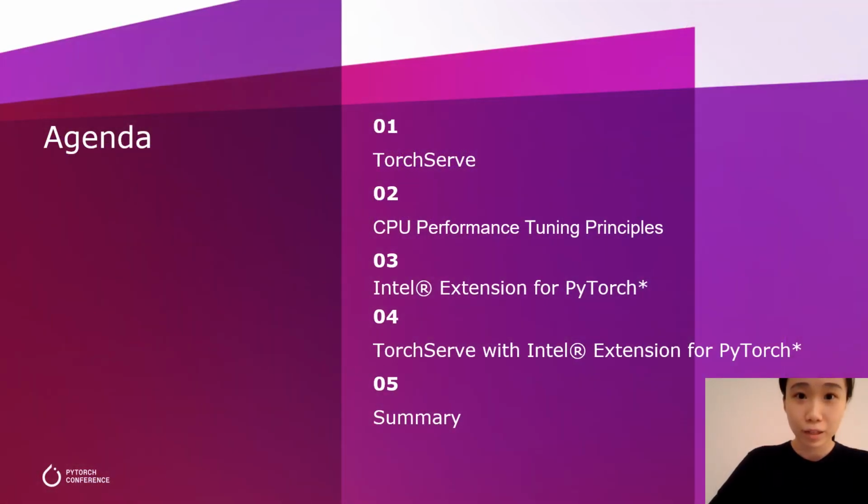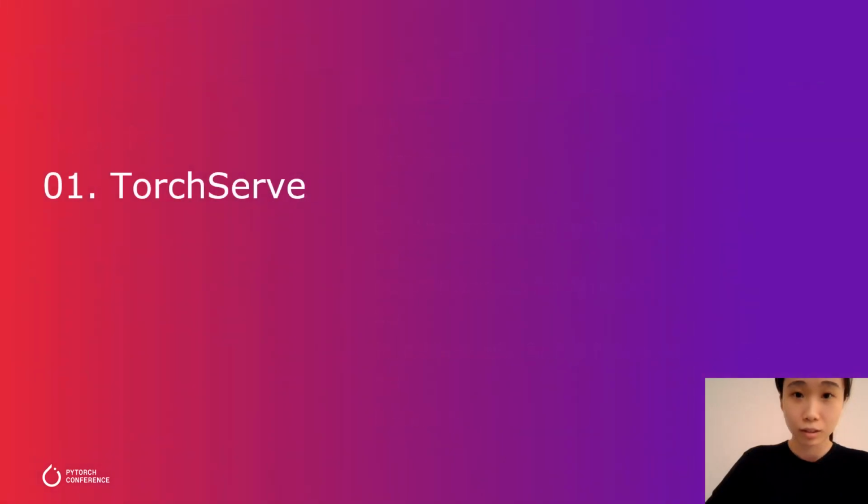There are five main topics for today's agenda. First, I will give an overview on TorchServe. Second, on CPU performance tuning principles for getting a strong out-of-box CPU performance. Third, on Intel extension for PyTorch. Fourth, on TorchServe with Intel extension for PyTorch. And finally, we'll conclude with a summary. Let's get started.